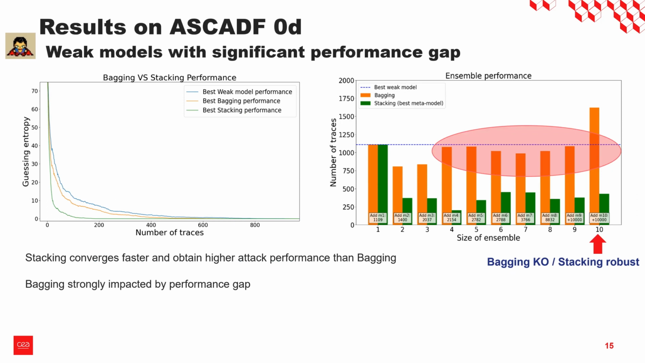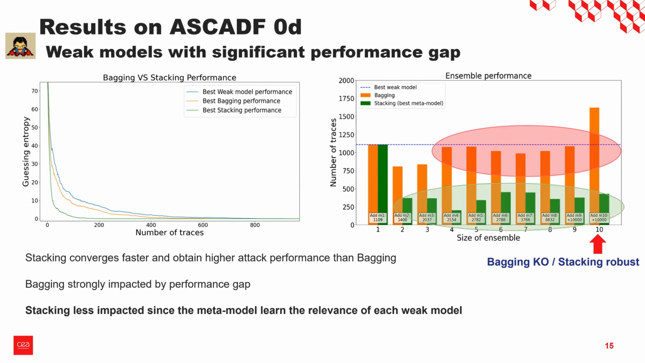We observe that on this dataset, the performance gap problem has strongly impacted the bagging aggregation. By adding less and less efficient weak models in the ensemble, bagging aggregation becomes less and less suitable and results in an ineffective bagging ensemble when we consider all 10 weak models in the ensemble. On the other hand, stacking aggregation proved to be more robust and allows significant attack improvement across all ensemble sizes. This may be explained by the fact that a properly trained meta model is able to learn the relevance of each weak model during its training.